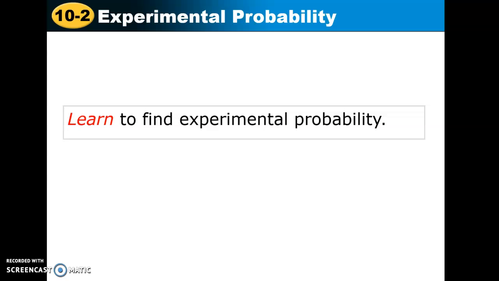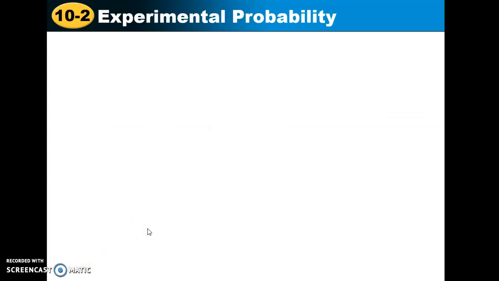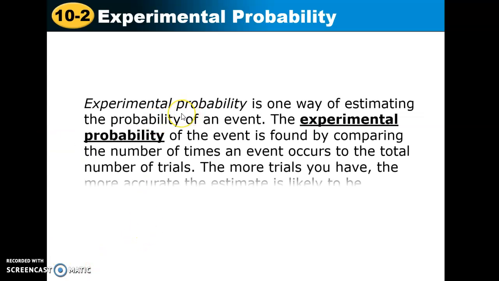Today we're going to move on to 10.2. We're going to talk about experimental probability. This is just yet another way of estimating the probability of an event.